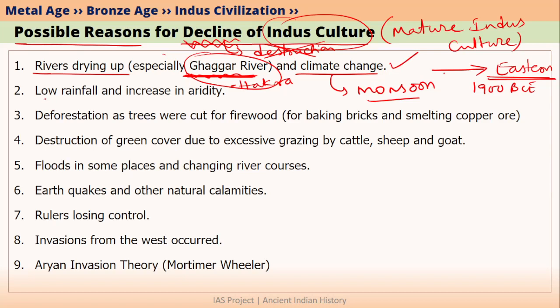Another possible reason is low rainfall as well as increase in aridity. I told you that there was a shift in monsoons towards east. So in the western areas, basically rainfall has decreased. Increase in aridity basically means that drought was happening.